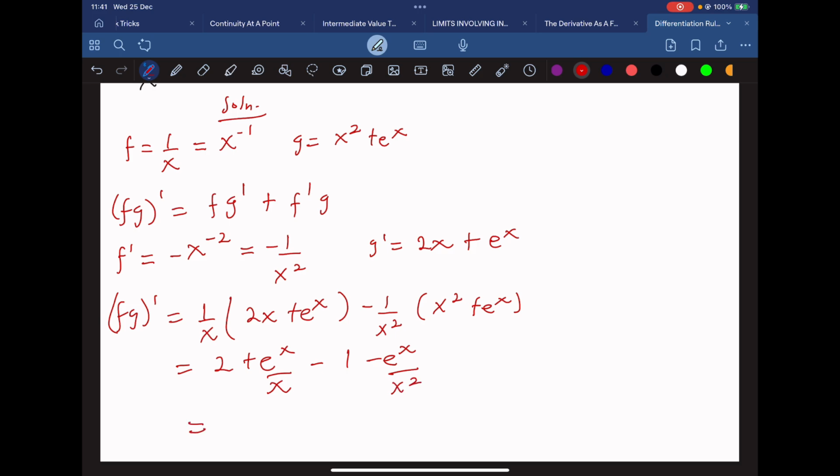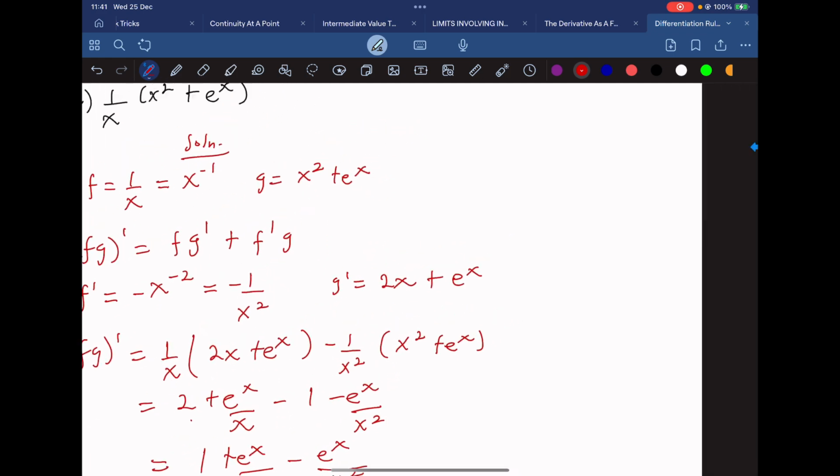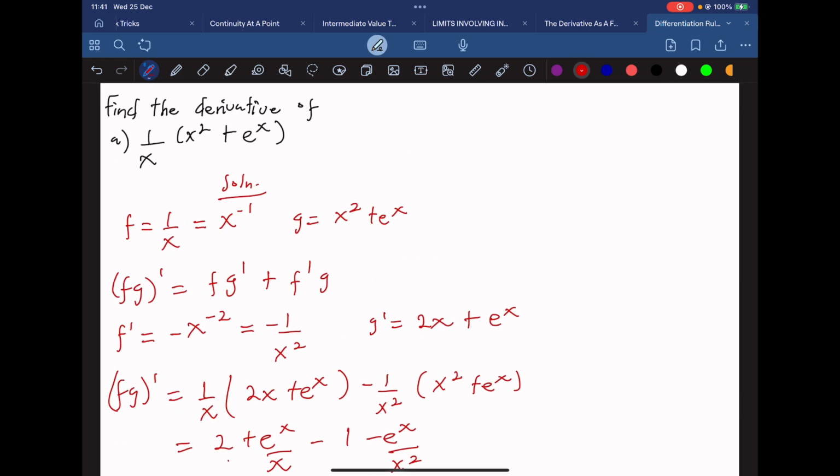So if we simplify further, 2 minus 1 will just give you positive 1. Then plus e to the x over x minus e to the x over x squared. So if you use the product rule, this is what you get. If you use any other formula or any other approach to differentiate, you will still end up getting this. So I hope this is clear, right? Let's look at a different one.